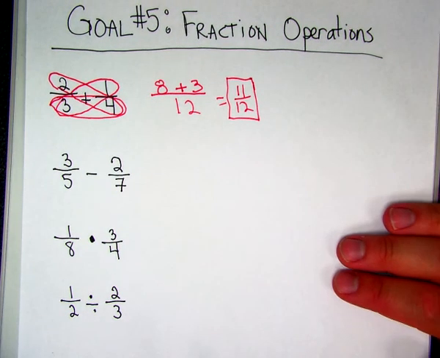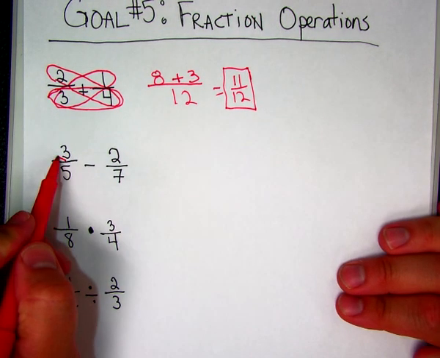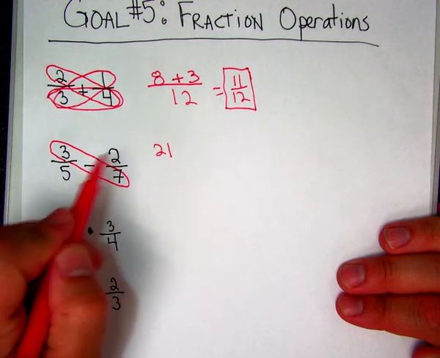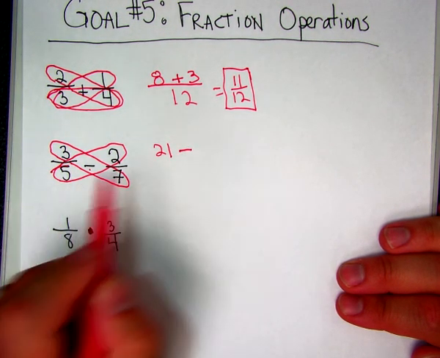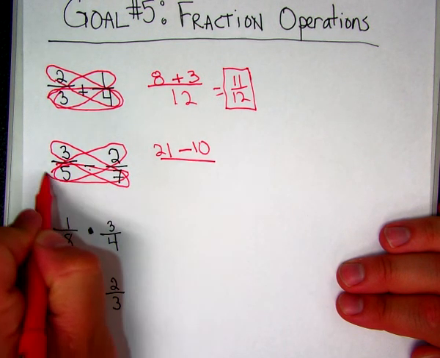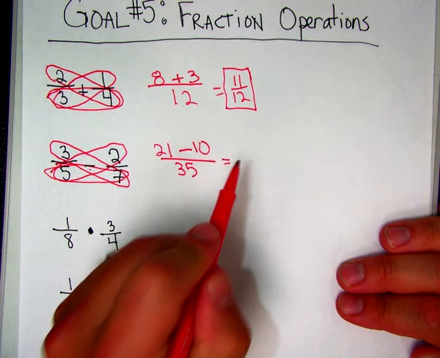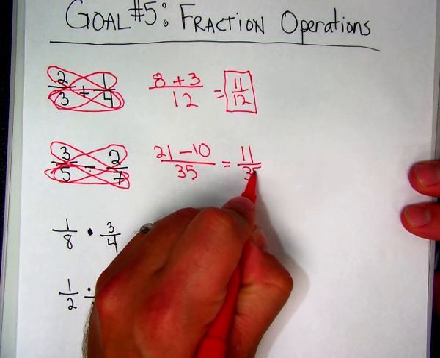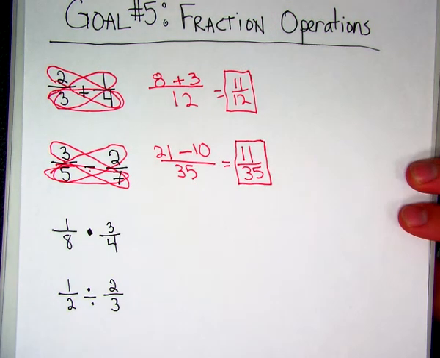Okay? Again, you can do crisscross applesauce for the first one, or the second one here, even with subtraction. So 3 times 7 is 21. 5 times 2 is 10. Use the operation here in the middle. And you do that over 5 times 7, which is 35. So now simplifying this, we have 21 minus 10, which is 11, over 35. And that doesn't reduce, so there is our answer.